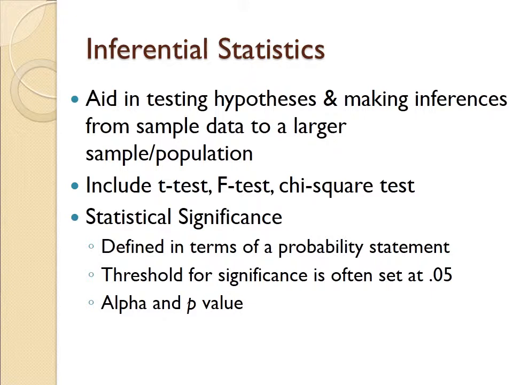So the term alpha refers to that 0.05. Alpha is always 0.05. Alpha refers to our threshold of significance. P-value changes from study to study, and that's the actual calculated value that we want to see be below 0.05. And if it is, we claim statistical significance.